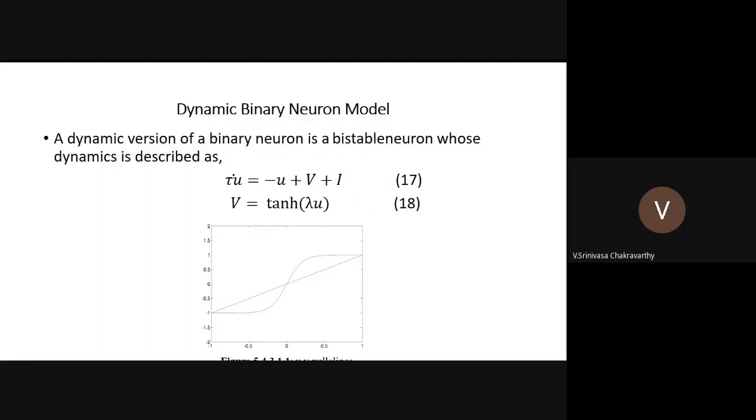We'll take a very similar thing, but we'll look at a neuron model which doesn't have a resetting step. So here you have only one variable, u. The dynamics is tau into u dot equals minus u plus capital V, where capital V is tanh of lambda u plus I.